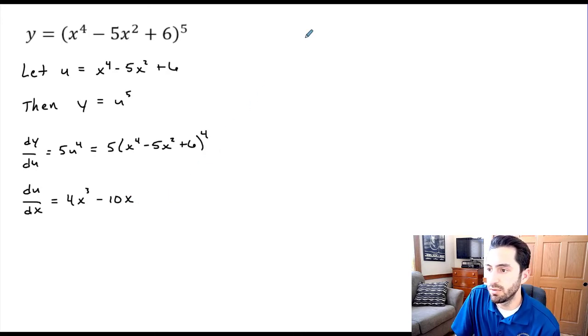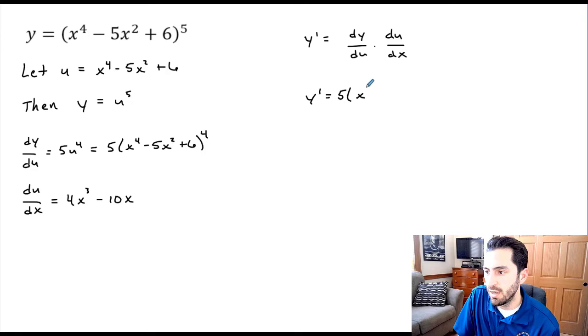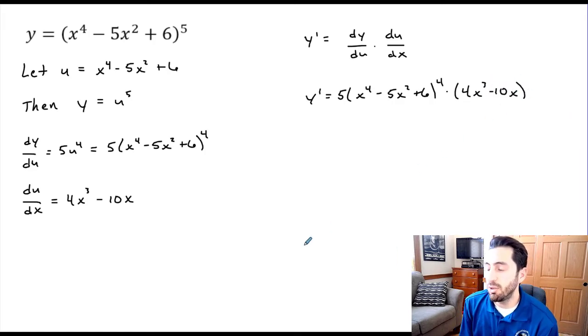So then to finish up, the derivative of our equation, so y prime, is equal to the derivative of the outside times the derivative of the inside. So what we end up with, the derivative of the outside was 5 times x to the 4th minus 5x squared plus 6 to the 4th power. And then we'll multiply that by the derivative of the inside, which was 4x cubed minus 10x. And there we go. So there's our derivative of our equation y.